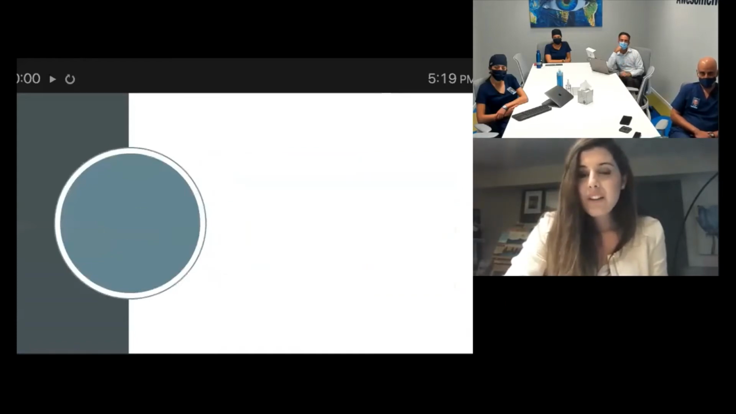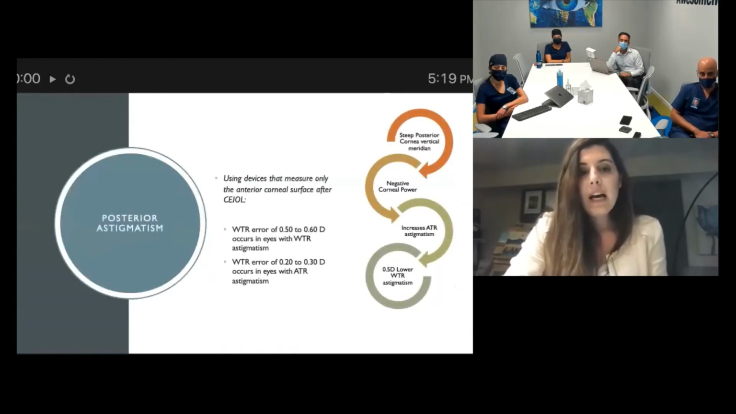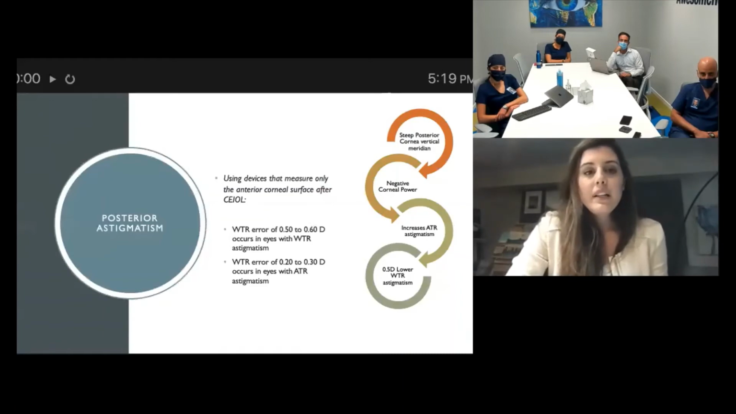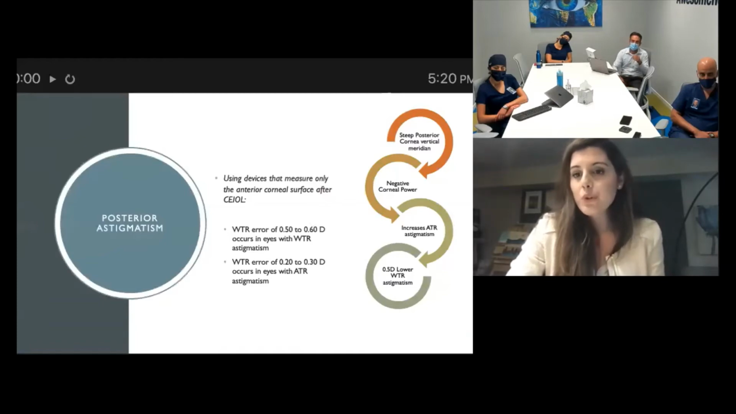So let's go back to 2013 when Koch et al. actually noticed that there is always an underestimation of the astigmatism after cataract surgery. What he noticed is that the posterior cornea is typically steeper along the vertical meridian, and the posterior cornea has a negative corneal power as an addition to the anterior corneal curvature. That causes an increase in the against-the-rule astigmatism along the 180 degree axis, and thus you're underestimating your with-the-rule astigmatism at 90 degrees. What that actually means is that if you're not taking the posterior cornea into account, you're usually underestimating your astigmatism by at least 0.5 to 0.6 diopters along the 90 degree axis, and you're overestimating it along the 180 degree axis by 0.2 to 0.3 diopters.